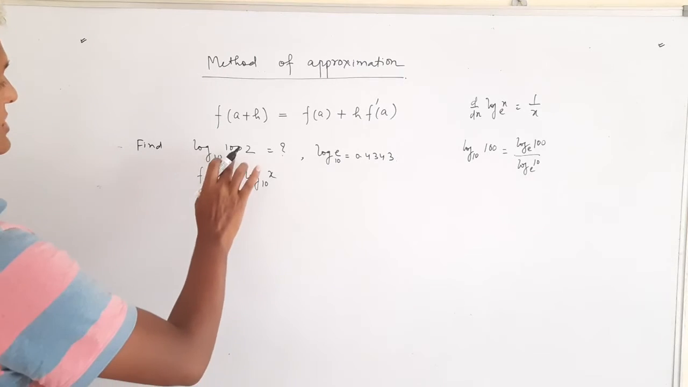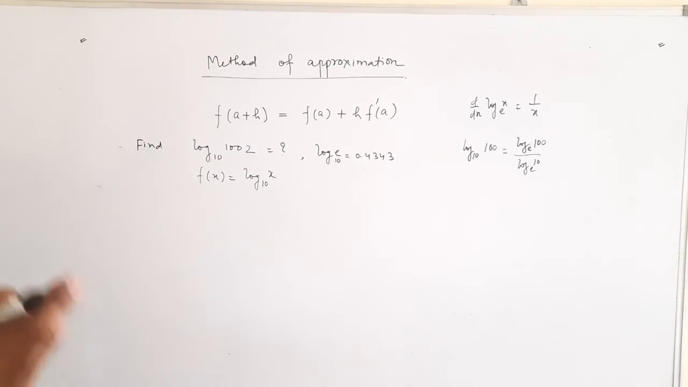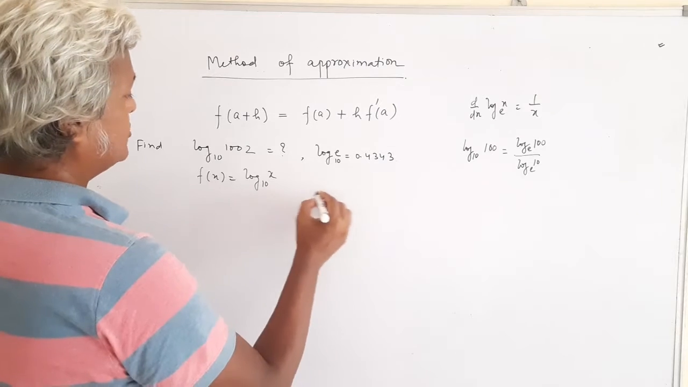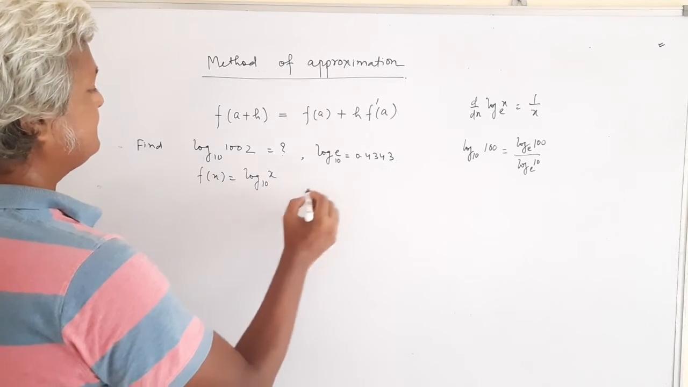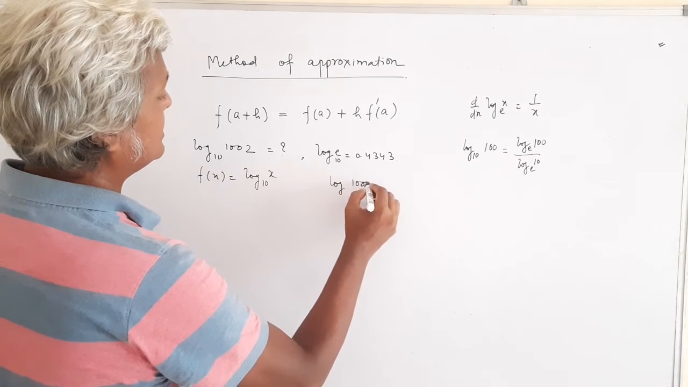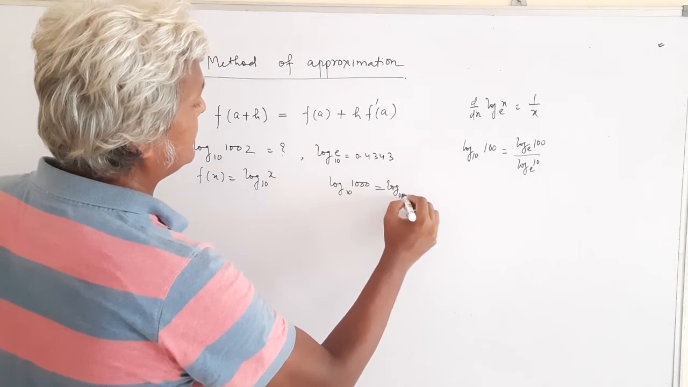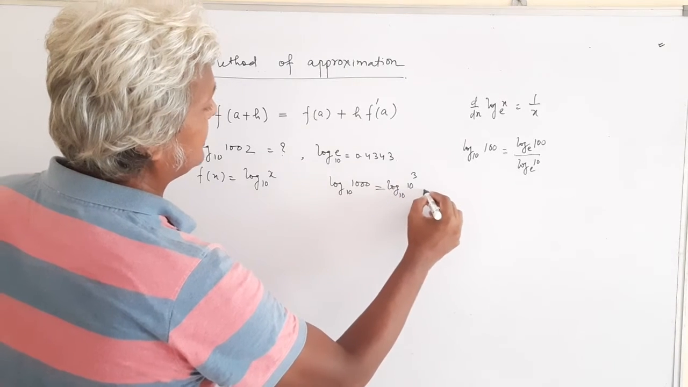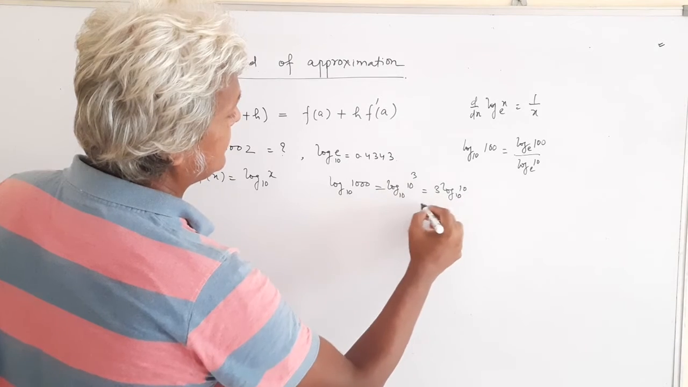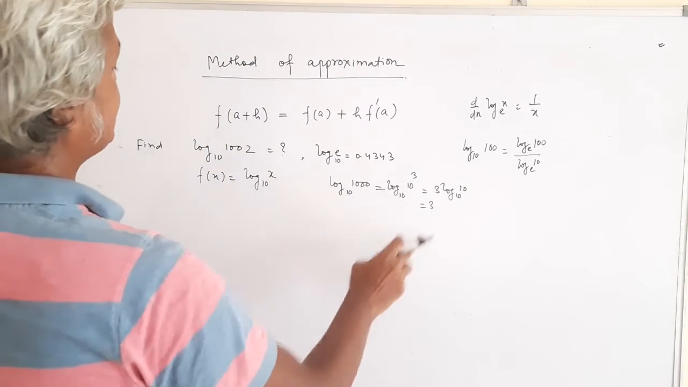So now we try to find any number close to 1002 whose value we can find directly. The answer is 1000. So suppose we write, what is the value of log 1000 to the base 10? That can be written as log to the base 10 of 10 to the power 3. That is 3 log 10 to the base 10, and that is 3. So the value of log 1000 to the base 10 is 3.